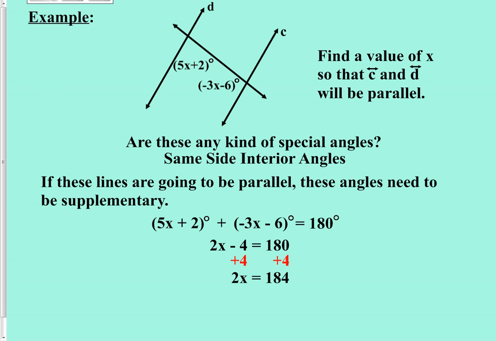The fifth and final step for solving an equation is to get positive 1 for your coefficient of your variable. Right now we have 2x's, but we only want 1. So if we divide both sides by 2, that would give us an x value of 92. If these two angles want to be parallel, then we're going to have an x value of 92 in order for that to happen.